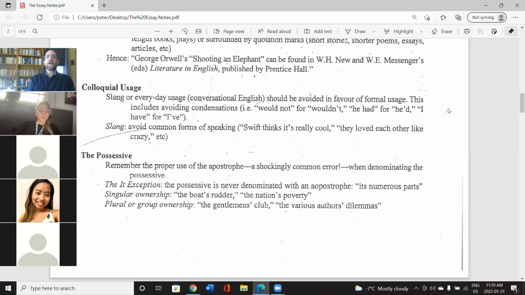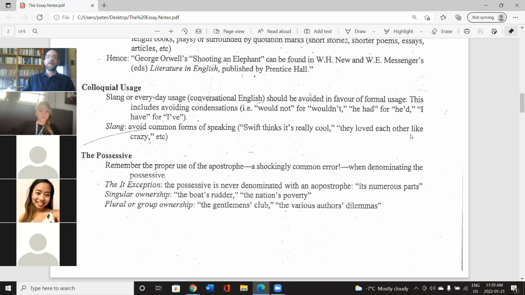And that includes avoiding certain condensations. Always would not, wouldn't. He had rather than he'd. I have rather than I've, and so on. And avoid common forms of speaking. Swift thinks is really cool. None of you use that anymore.